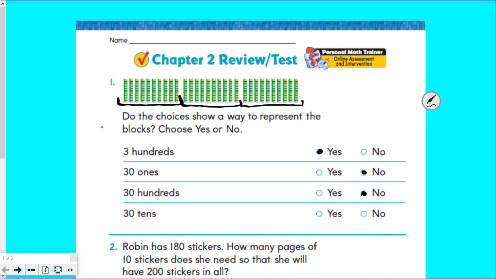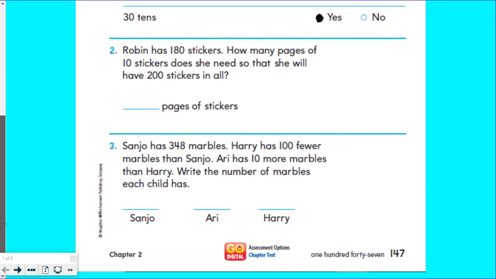And does it show 30 tens? Well, let's see. That's 10 tens. That's 10 tens. And that's 10 tens, right? So 10 plus 10 plus 10, right, gives us 30. So yes, it does equal 30 tens. Or we could count them all individually, but I showed you a quicker way.